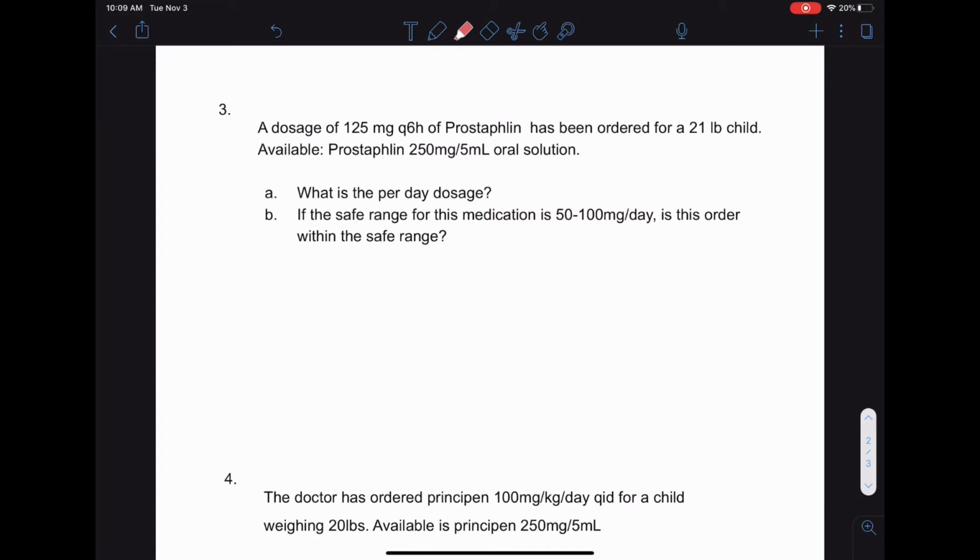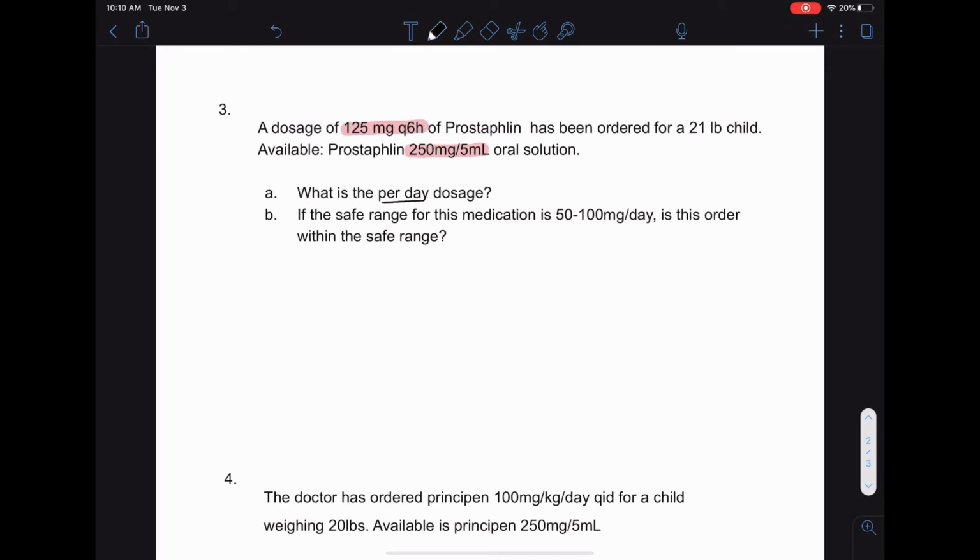So it's kind of tripping you up a little, but the work's already been done. This is just your order. 125 milligrams, q6 hours. That means every 6 hours you're giving 125 milligrams. So that is your per dose ordered there. And then this is our available. Okay, let's see what it's asking.